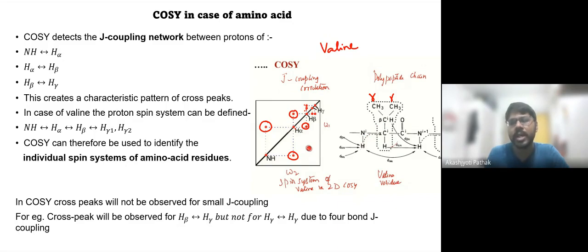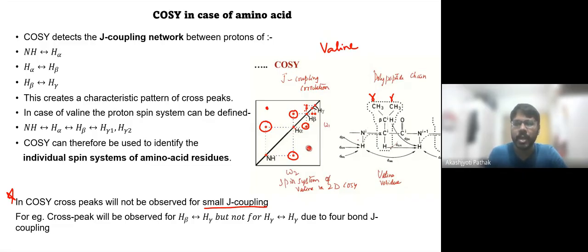In a way, your amide proton is also coupled to the gamma proton, but that information cannot be provided by a COSY experiment. It is provided by a TOCSY experiment. As the coupling constant value decreases with distance, that particular peak will not be observed. So you will have a peak for the amide proton coupled to the alpha proton, but you will not have a peak over here. This is an important point: in COSY, cross peaks will not be observed for small J coupling.